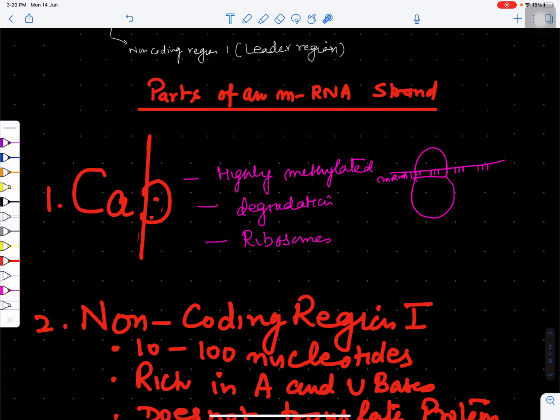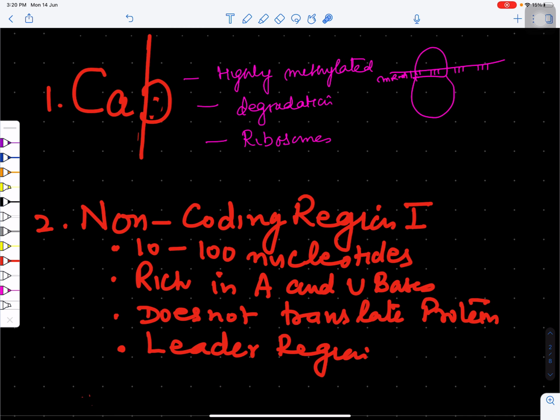Now next is non-coding region 1, which is not going to code for any protein. This is made up of 10 to 100 nucleotides, and this region is mostly made up of A and U bases, and this is also called the leader region.